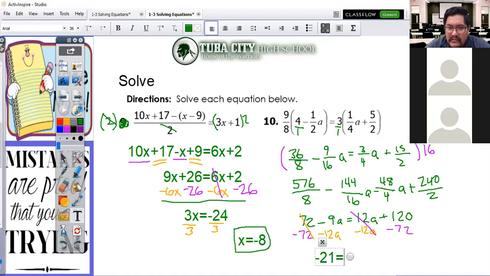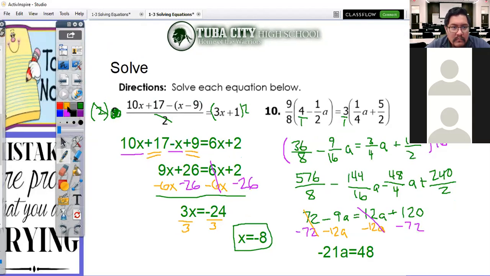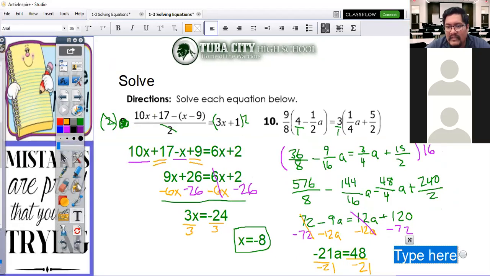And A equals, oh, almost forgot the A. 120 minus 72 is going to be 48. And now we need to divide both sides by 21. So divide by 21, and it looks like we're going to end up with a fraction because 48 cannot be divided by 21. So we're going to have to think, what is the largest number we can divide both of these by?